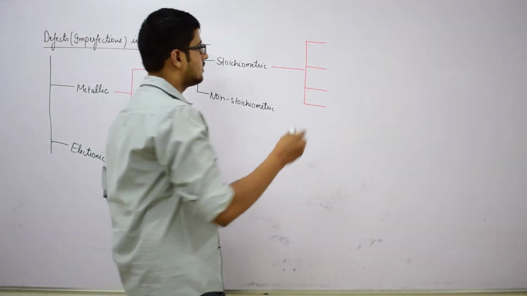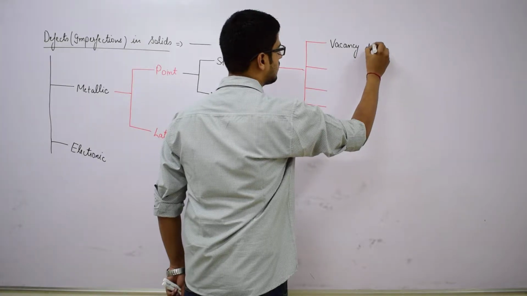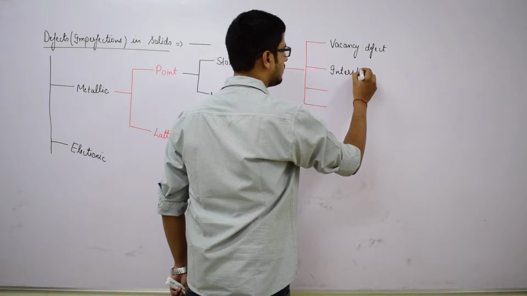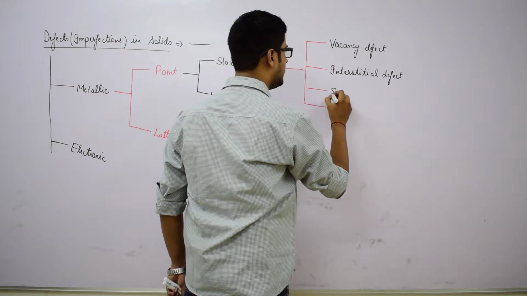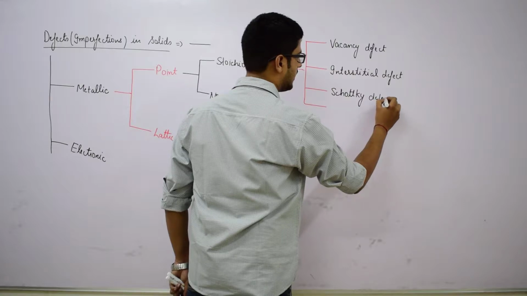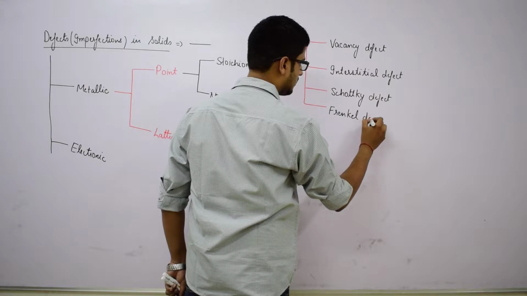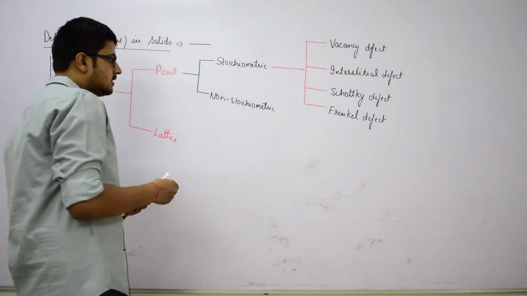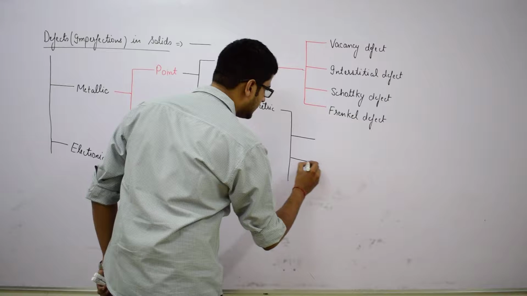That is vacancy defect, interstitial defect, Schottky defect and Frenkel defect. These are the four types, whereas the non-stoichiometric defects are classified into further three categories.